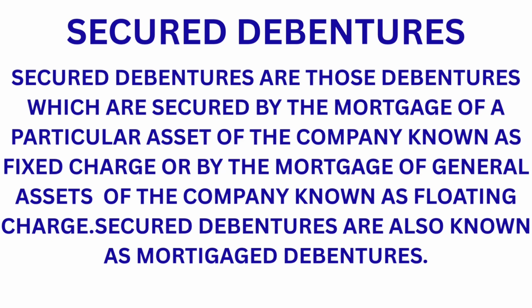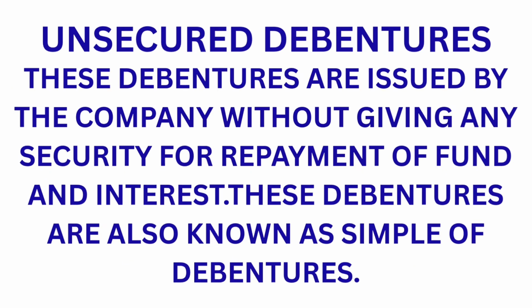Now secured debentures. Secured debentures are those debentures which are secured by the mortgage of a particular asset of the company, known as a fixed charge, or by the mortgage of the general assets of the company, known as a floating charge. Secured debentures are also known as mortgage debentures. So students, secured debentures are those which are secured by a mortgage on assets of the company. This type of debenture is also known as mortgage debentures.